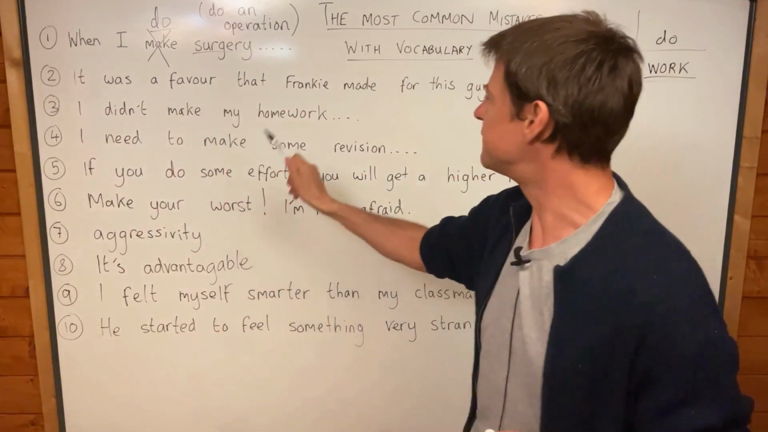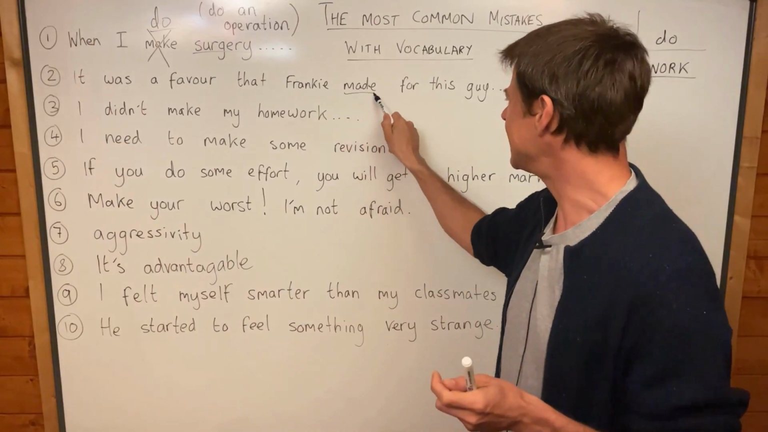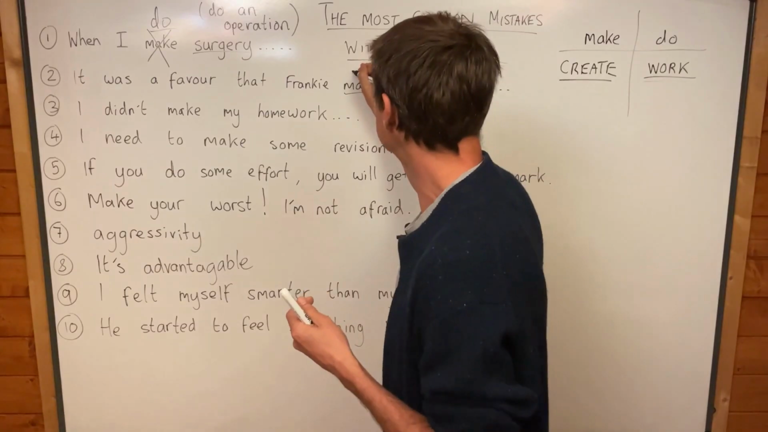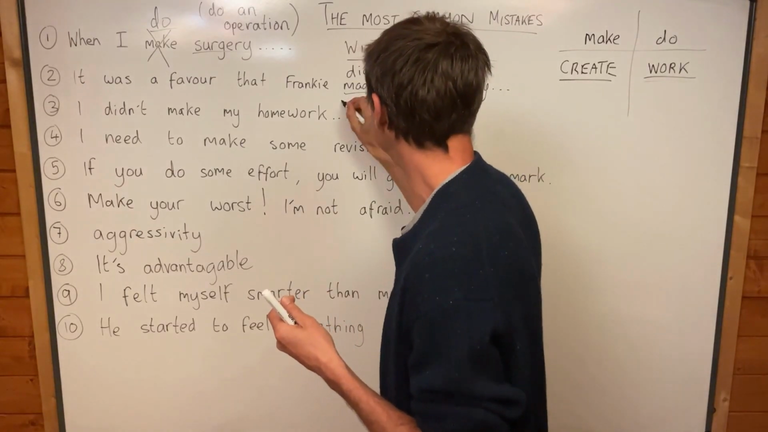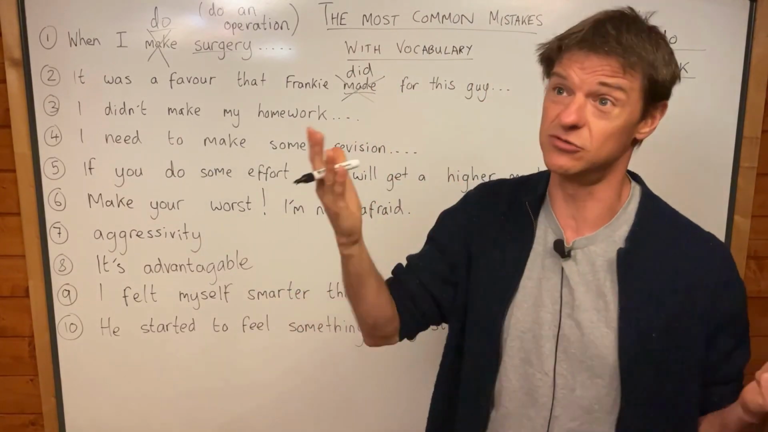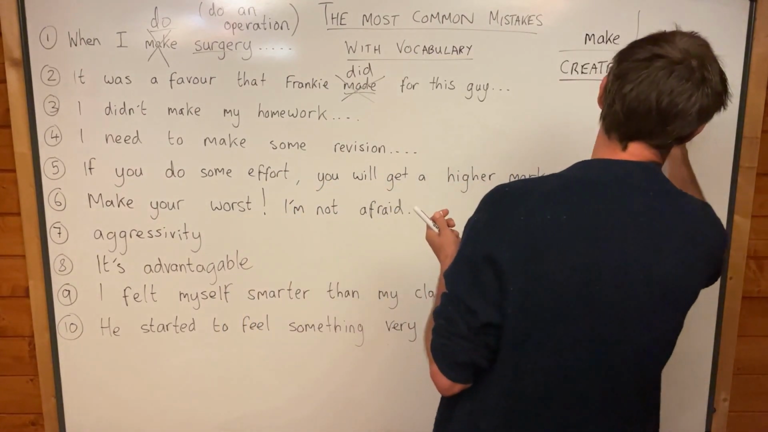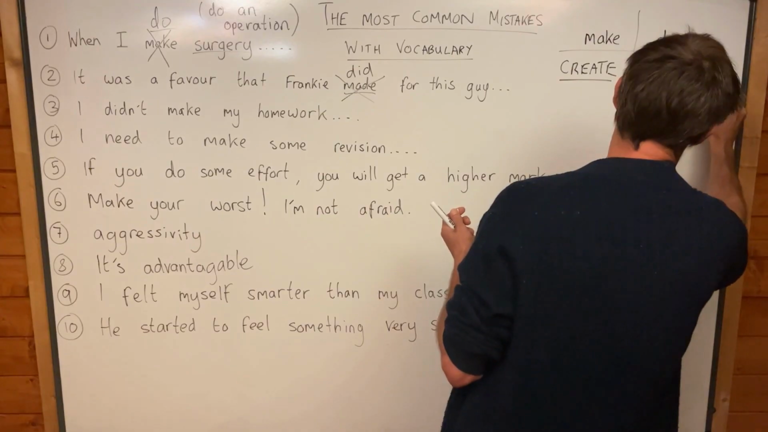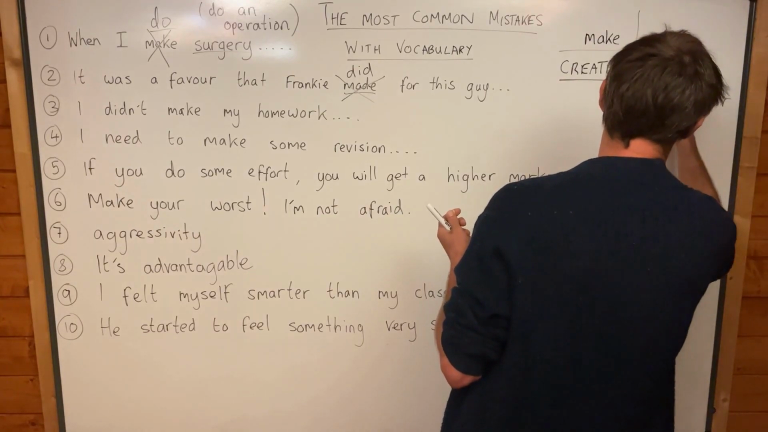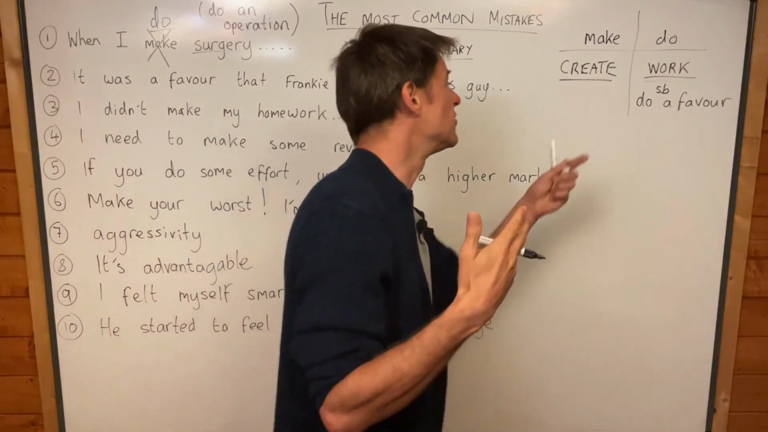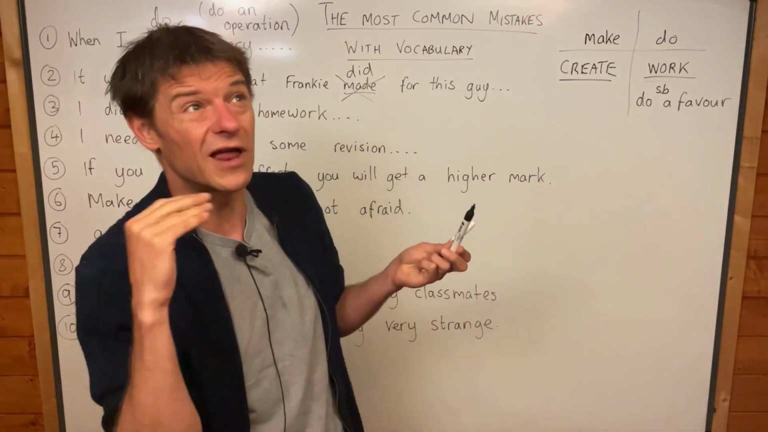Okay, "it was a favour that Frankie made for this guy". Now, here I do agree that this isn't actually work when you do somebody a favour. Not always, not usually. It's not actually work. And so sometimes you just have to write them in as do somebody a favour is do. It's not make. It's do somebody a favour. You might argue that it's more like work, it's more like an obligation.